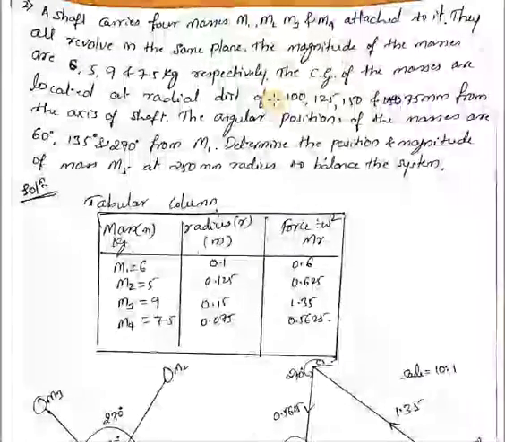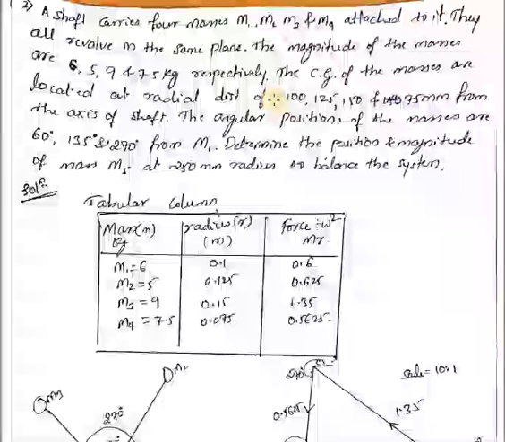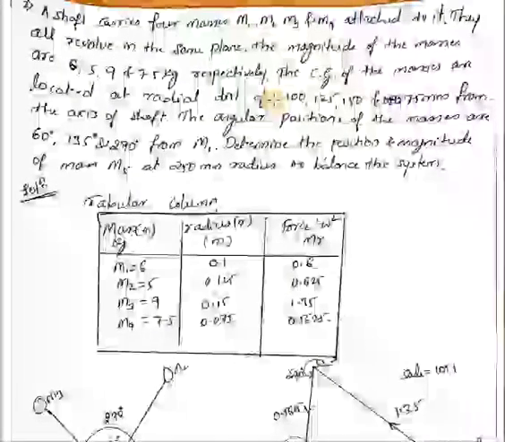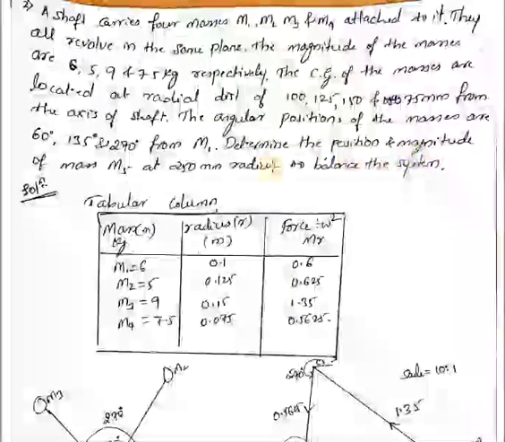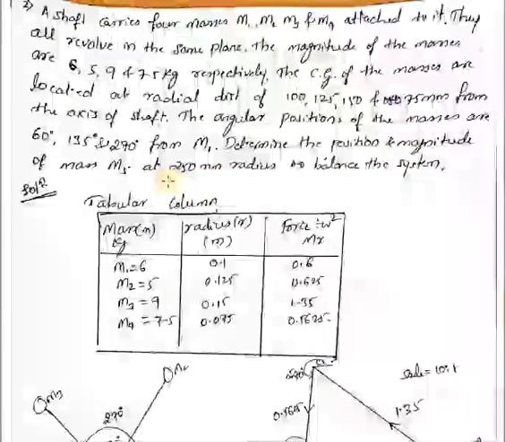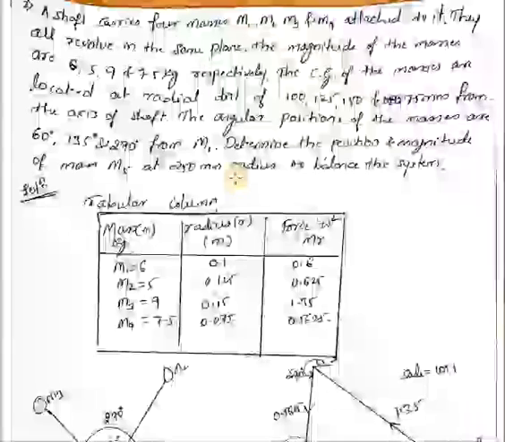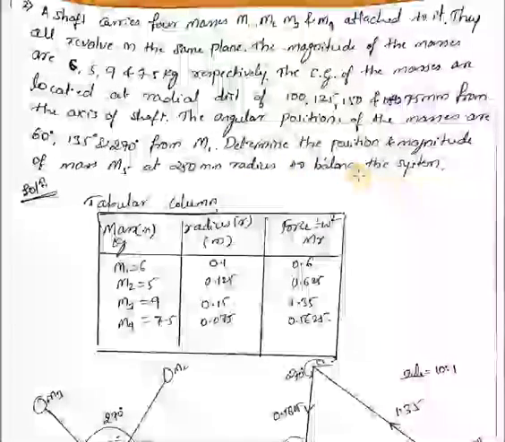The angular positions of the masses are 60 degree, 135 degree, 270 degree from M1. Determine the position and magnitude of the mass M5 at a radius of 250 mm to balance the system.